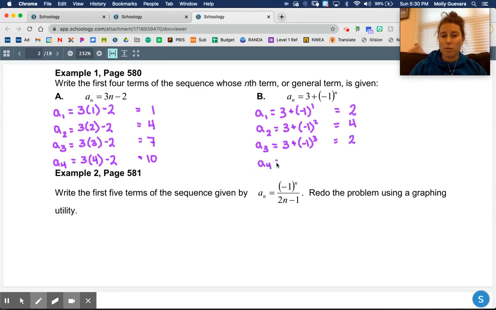And then a sub 4 is 3 plus negative 1 to the fourth. And negative 1 to the fourth is positive 1, so 3 plus 1 is back to 4. And that's it. So it just wants me to write the first 4 terms, so I just plug in 1, 2, 3, and 4.